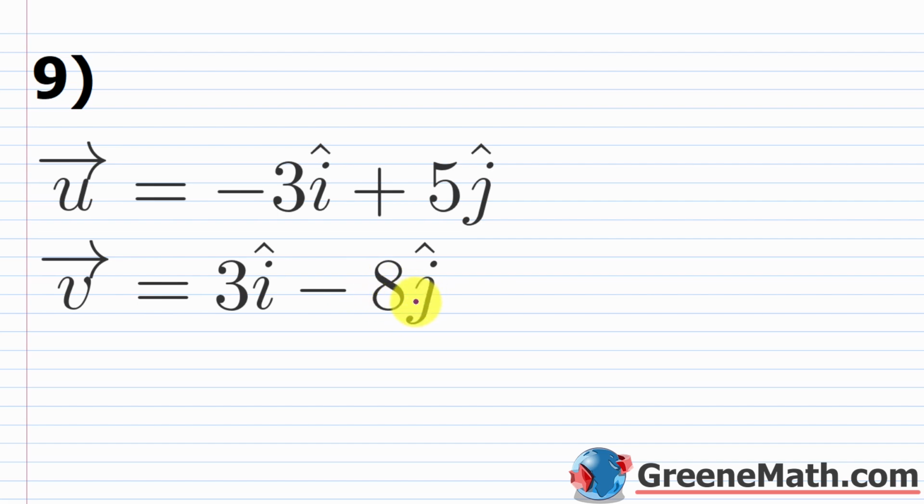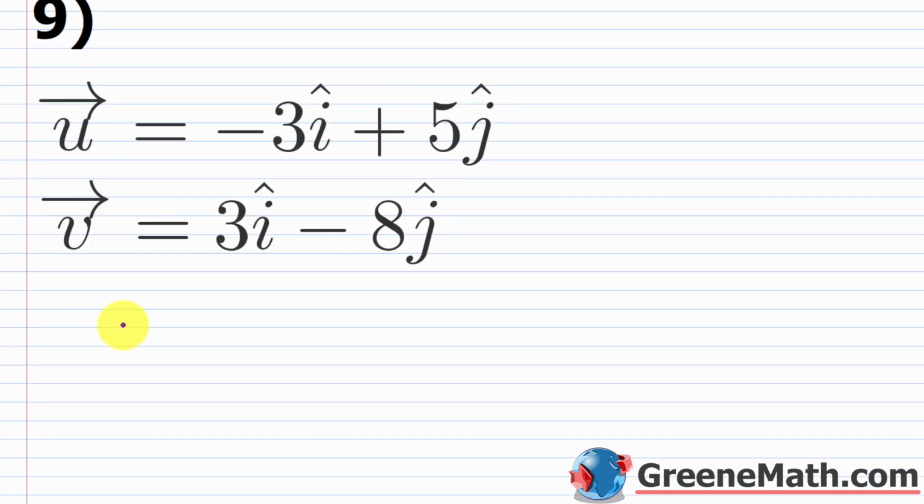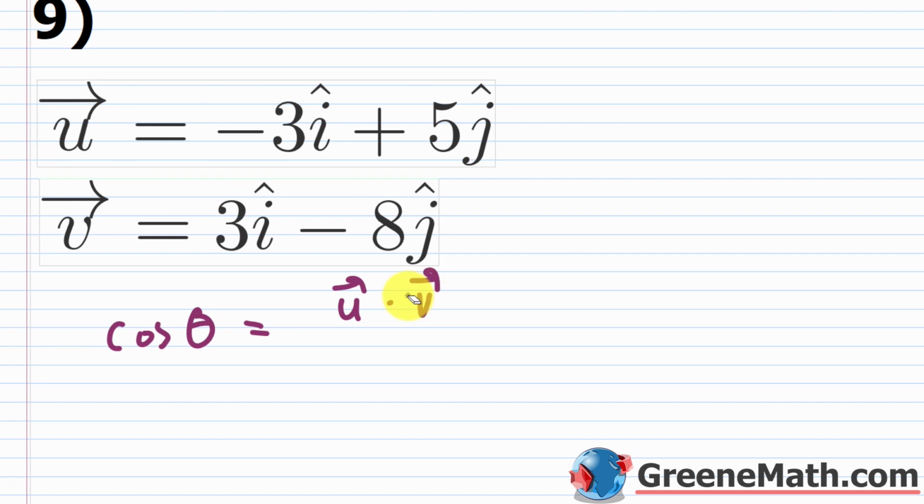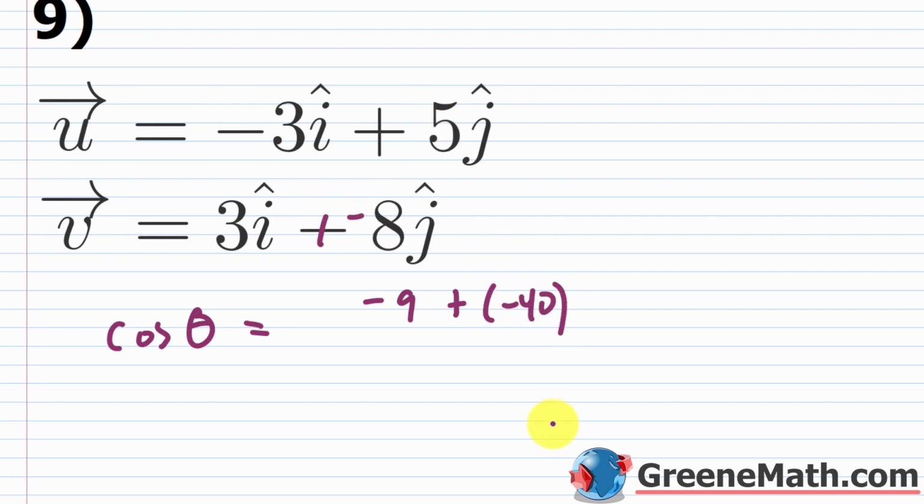All right, so once again, we would just think about our simple little formula. The cosine of theta is equal to the dot product of u and v. So let's just do this on the fly. We know this is negative 3 times 3. That's going to be negative 9. And then plus, you have 5 times negative 8. Again, always take this sign with you. So 5 times negative 8 would be negative 40. So this right here would be negative 9 plus negative 40. That's going to be negative 49.